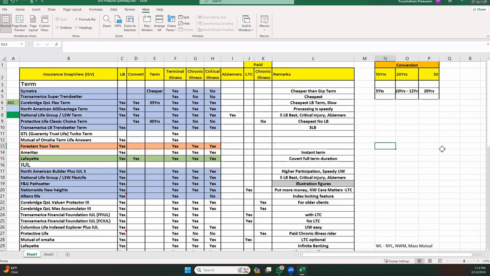Emeritus is added to our portfolio recently. They have some interesting features. They have an instant term option. Pricing is a different factor. That means if someone says, I want coverage tomorrow, or let's say within 24 hours, that's a good option. You can go with the instant term.